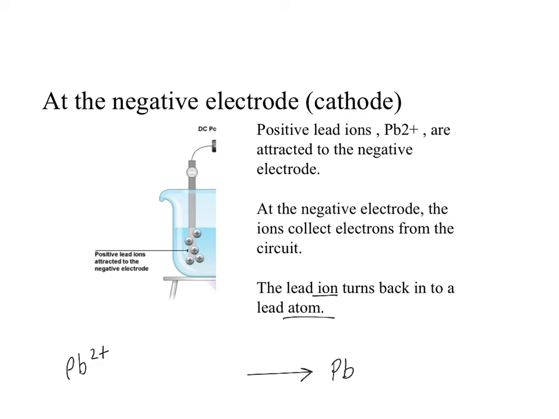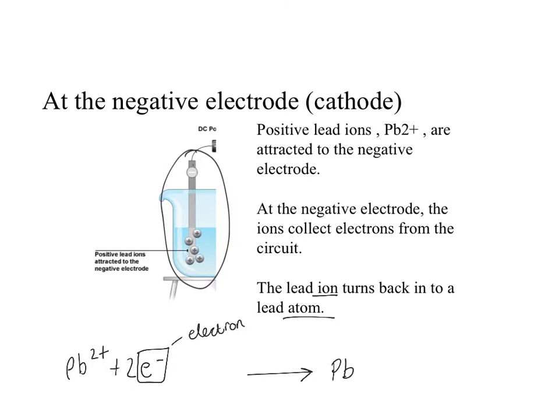Okay, atoms are something without a charge. Their number of protons and electrons are exactly the same. So what is happening here for it to become an atom from an ion? All it is doing is gaining 2 electrons. Okay, and that is just the symbol there for an electron.